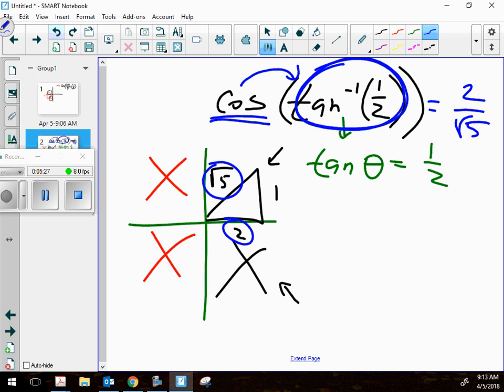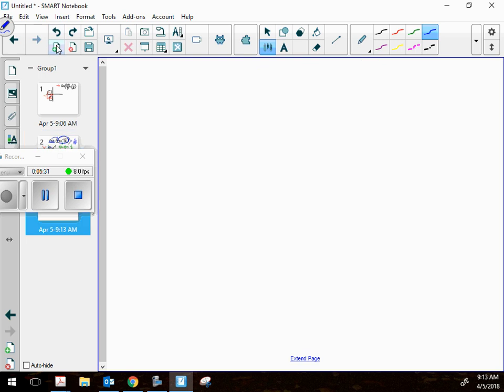I want to try one more that's similar, maybe slightly more challenging to challenge those of you that did get it right. We're going to go inverse cosine of root 3 over 2, and then I'm going to do the tangent of that.